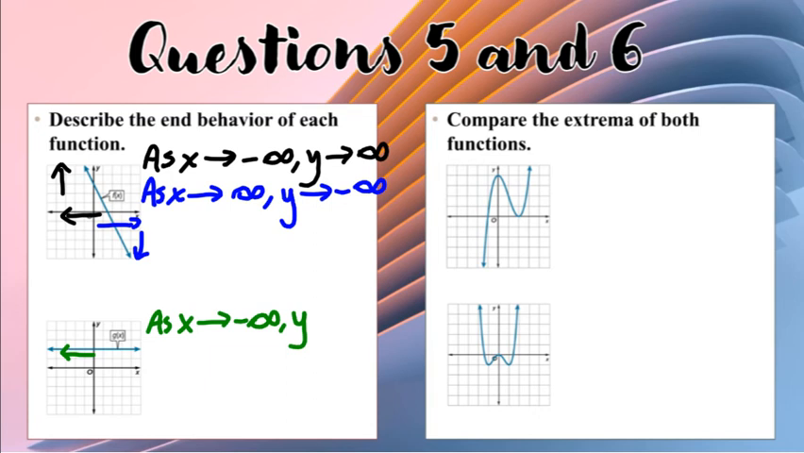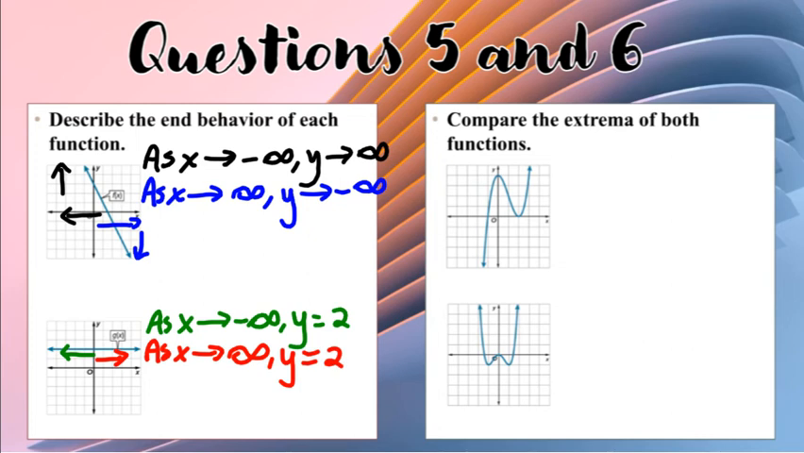And what is the constant? It's a constant of 2. So no matter where I go to the left, my y is always going to be 2. And then as x approaches positive infinity, what does my y do here? So when I go to the right, my y stays constant as well, and it stays at 2.